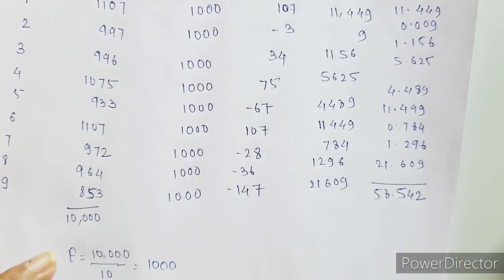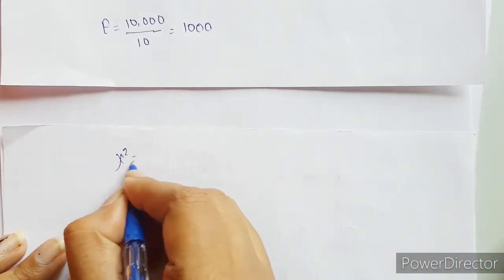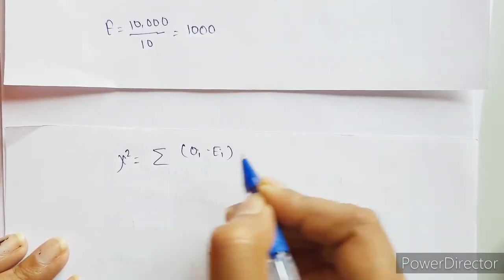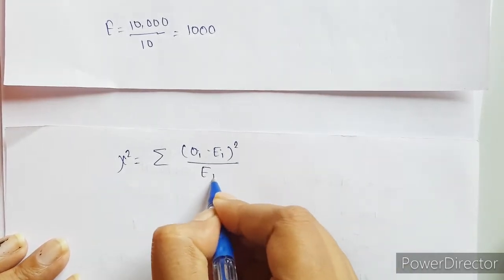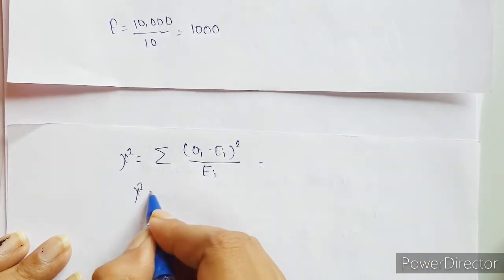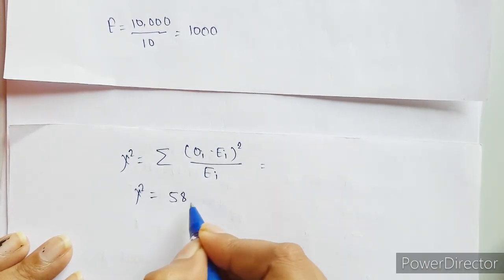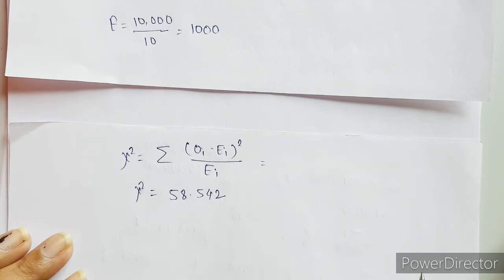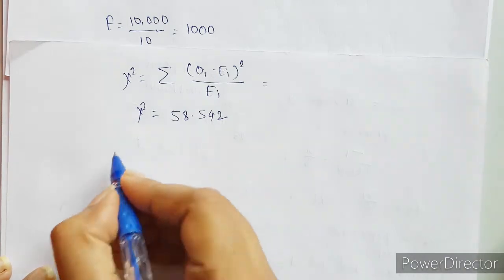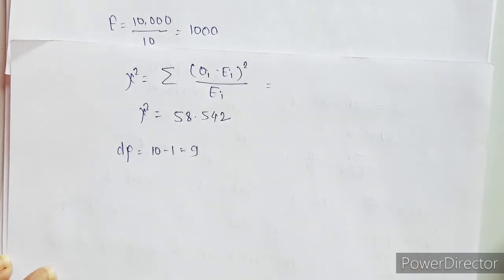So we got this. Now the value of chi-square is the summation of (observed minus expected) square upon expected values. So chi-square is nothing but 58.542. Now degrees of freedom in this case is 10 minus 1, that is nothing but 9.